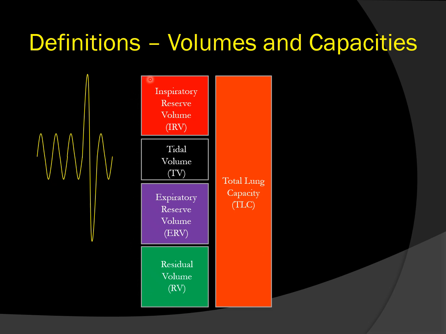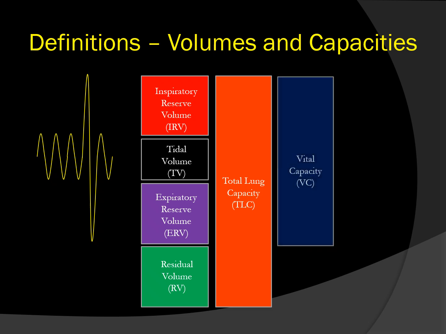there are some other capacities I'd like to make sure that we're all on the same page on. Vital capacity is the largest breath we can take. It's the maximum inhalation all the way down to maximum exhalation, or vice versa.